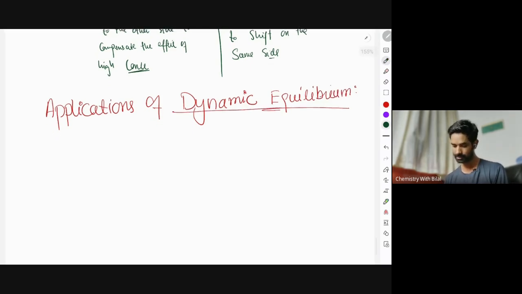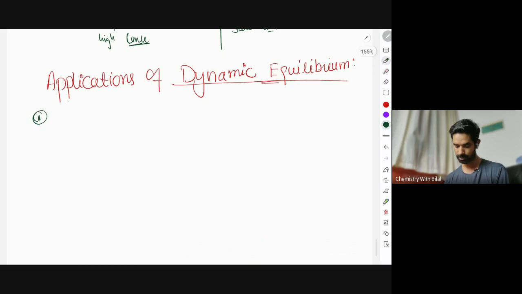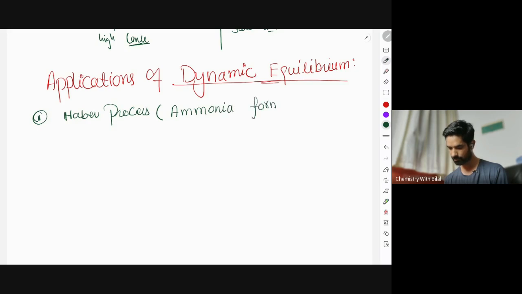Number 1 is the making of what we call the Haber process. That's the number 1 application. And in the Haber process, we make ammonia production. Right? I hope you all know the formula of ammonia. Ammonia is represented by NH3. It is a simple molecular substance with low melting and boiling point.